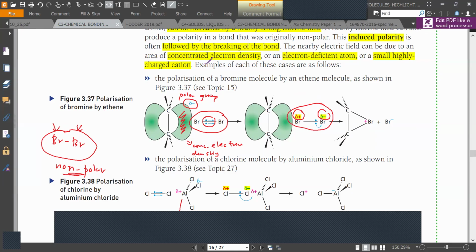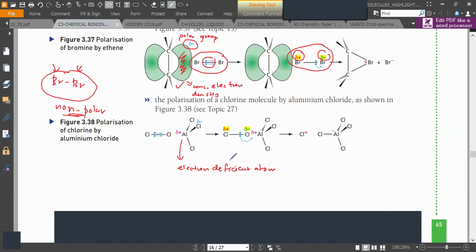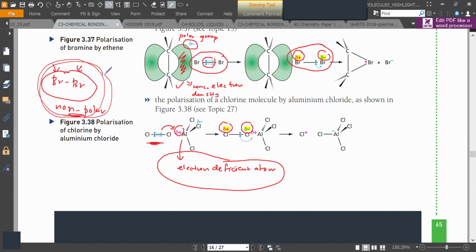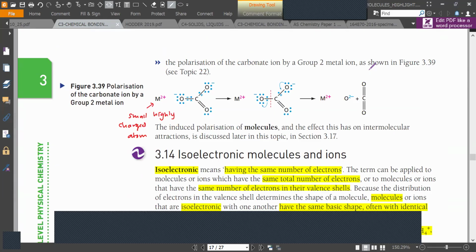This can happen when we have concentrated electron density next to it, or an electron-deficient atom. You see this Cl-Cl normally should be non-polar, but because we have the delta positive here, it attracts the electrons, so now it induces a partial charge. This is sometimes how a chemical reaction starts. In general it's not very reactive because it's non-polar, but because something next to it induced polarity, now it becomes reactive. Another example is a small highly charged atom near to it.